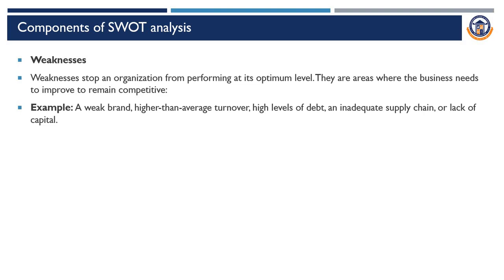Higher than average turnover may be labor turnover, or turnover which is not necessary for the company, or over investment in a particular area. High level of debt means an organization should not keep debt beyond a certain level. If your organization keeps a high level of debt, it may cost the organization more.